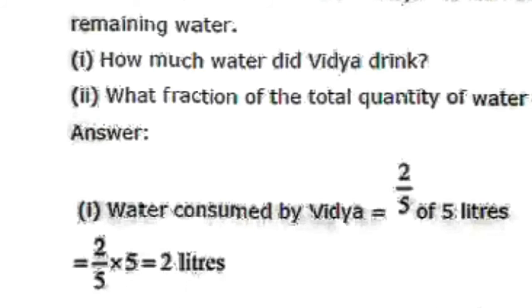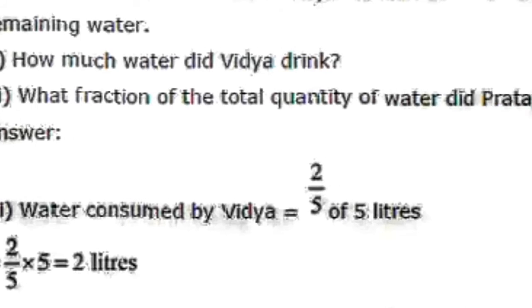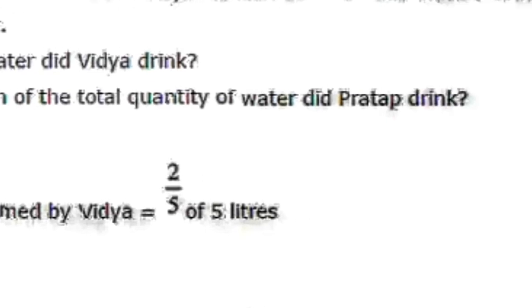Now, water consumed by Pratap is 1 minus 2 upon 5. 1 minus means total part is 1 minus 2 upon 5. So, equal to 5 ones are 5. Cross multiply, 5 ones are 5. 5 minus 2 will be 3. So, 3 upon 5 of the total water.